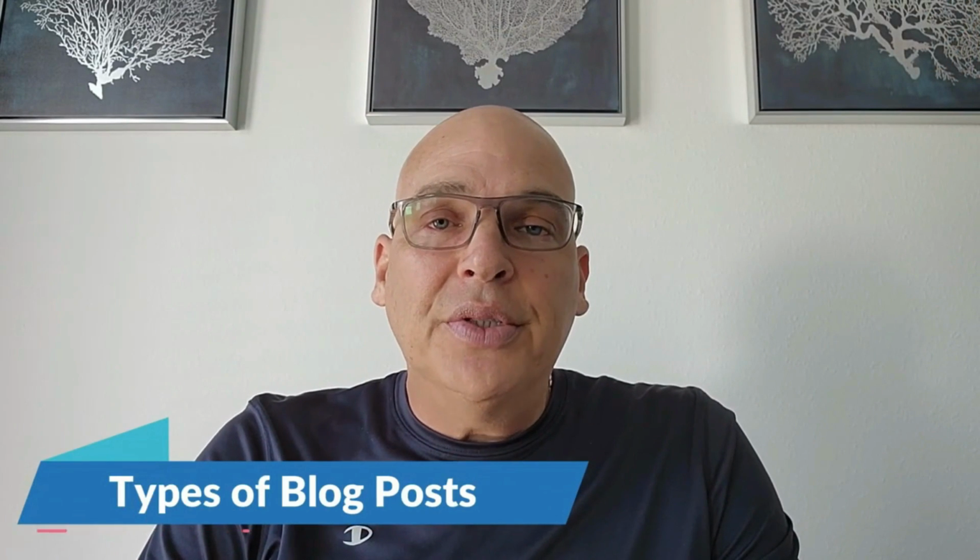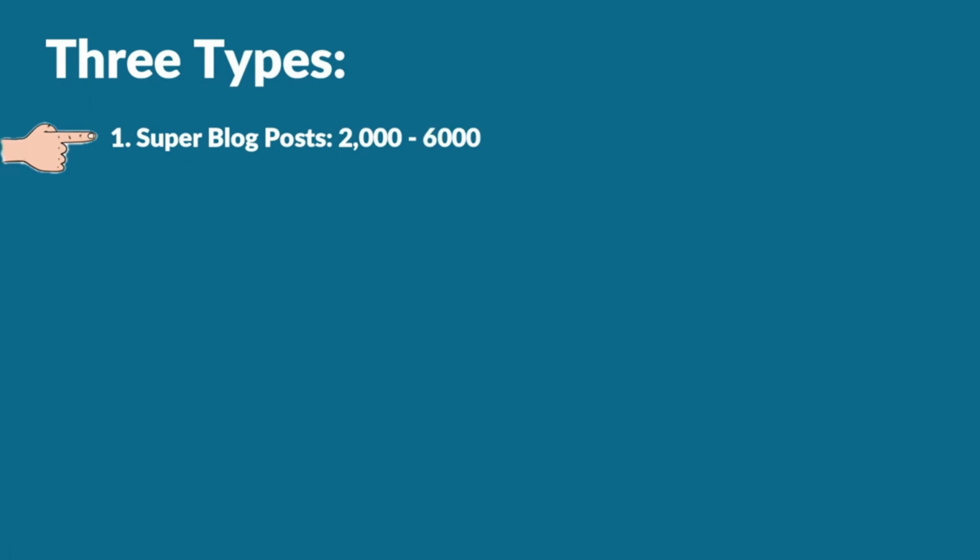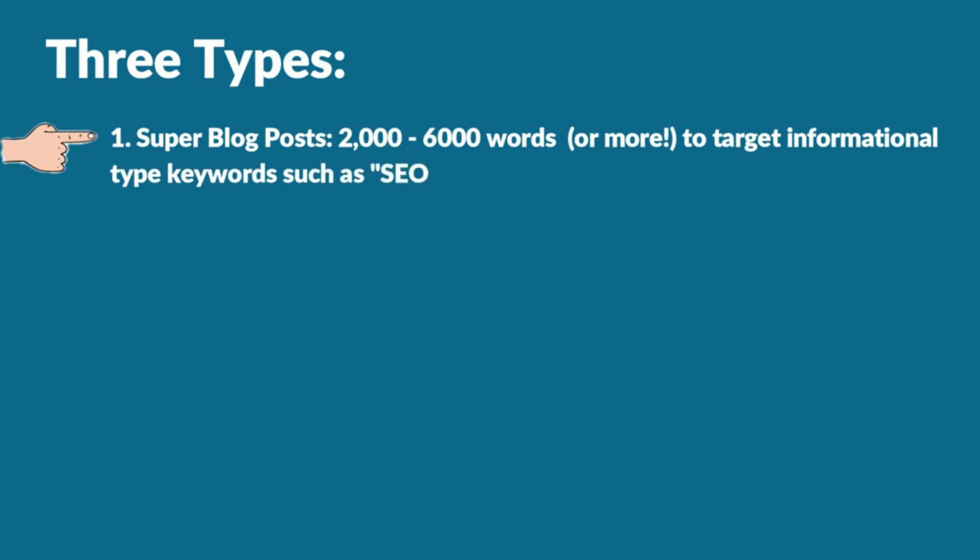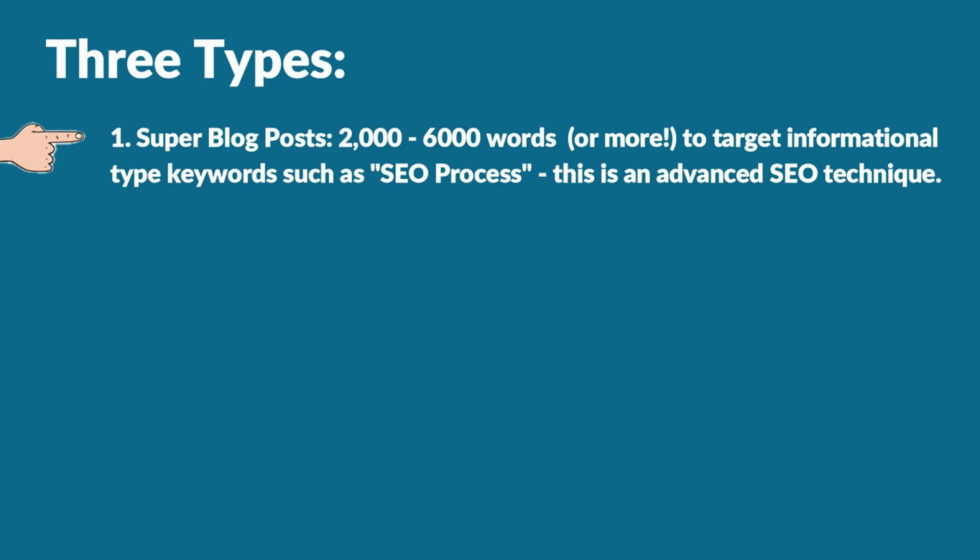Types of blog posts. What I'm about to tell you is completely based on opinion and nothing else. There are so many different types and categories that we could go on, literally, it would be a never-ending topic, but in our opinion, there are 3 types. Number 1, the super blog post. This is an advanced SEO technique that is typically between 2,000 and 6,000 words or more, and it is designed to target an informational type keyword such as the term SEO process.